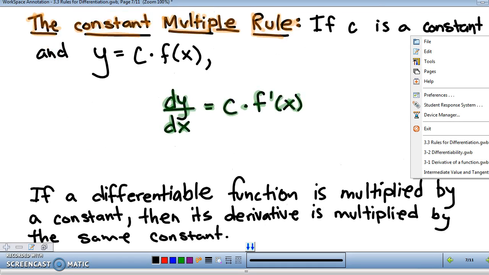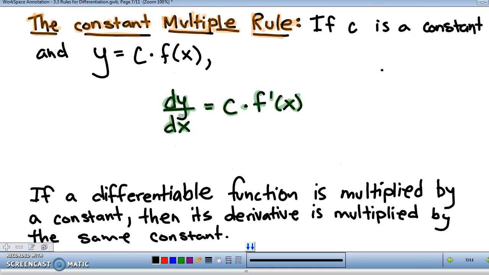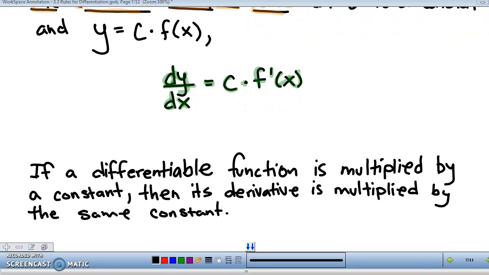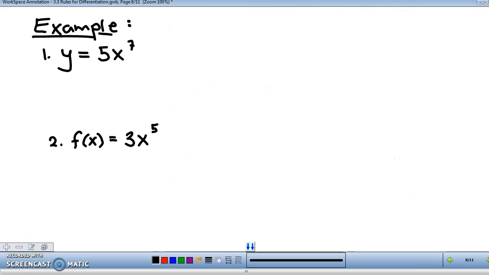Okay, the constant multiple rule. If c is a constant and y is equal to c times f of x, dy over dx is equal to c times f prime of x. What that's saying is, if a differentiable function is multiplied by a constant, then its derivative is multiplied by the same constant. So let's get an example.